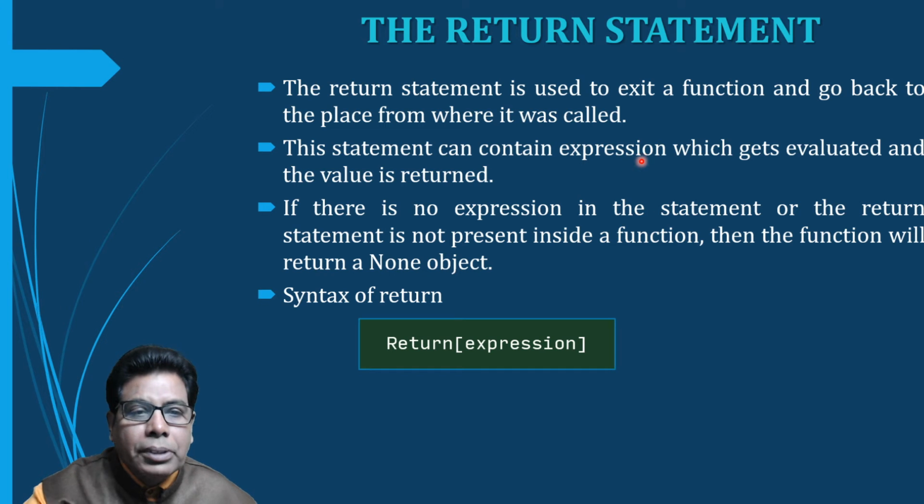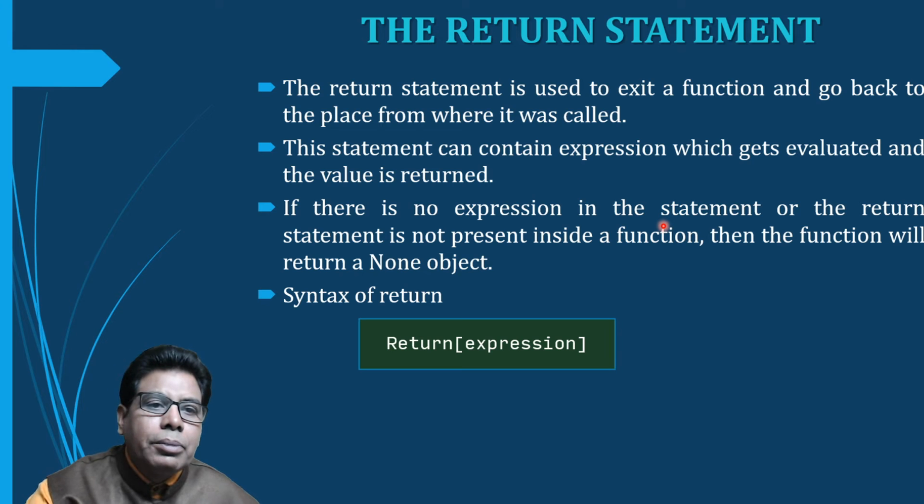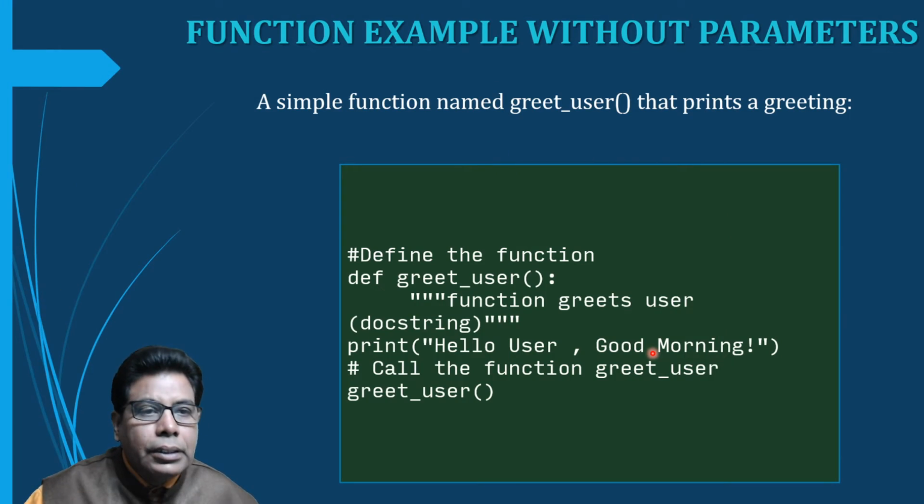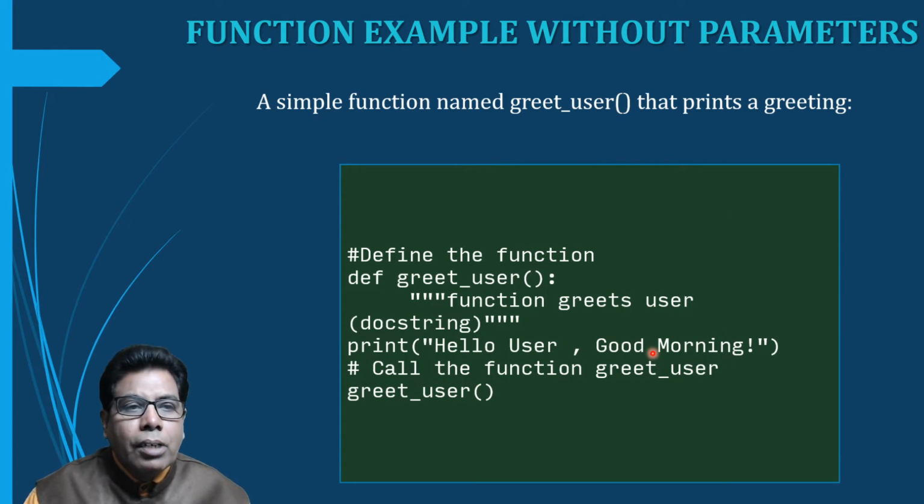If there is no expression in the statement, or even if the return statement is not present, then the function will return a None object. That's why the return statement is optional. If there is no return statement or no expression, then in that case it will return the None object. So the syntax for return is the return keyword followed by the expression. Now with these three elements, we are coming to the examples of functions.